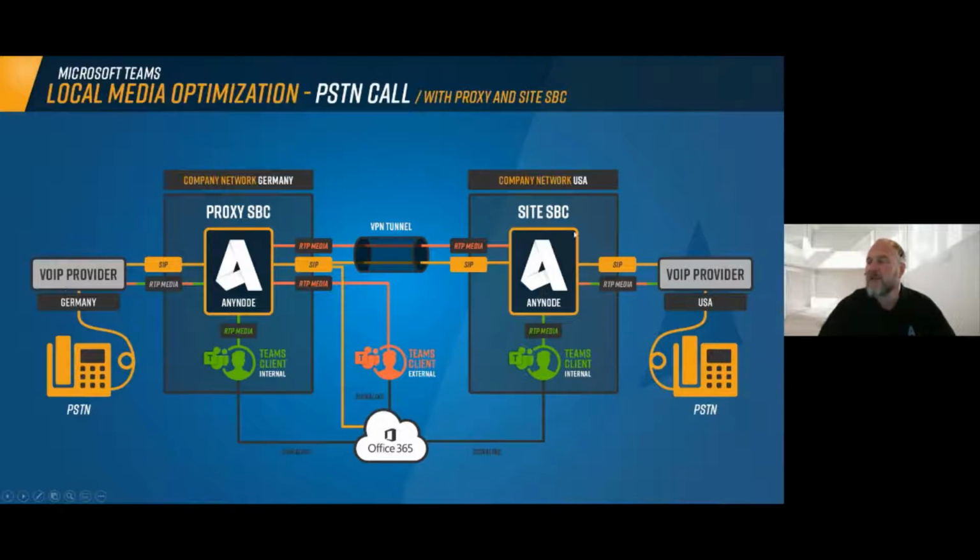And then you have a second SBC, a site SBC that is located in the US. And in between those SBCs, there's a VPN tunnel communicating over a private network, allowing us to really control media flow like we want it. It's meant for the administrators of the Teams tenant to control the media flow in relation to their own network topology to make it as optimized as possible.